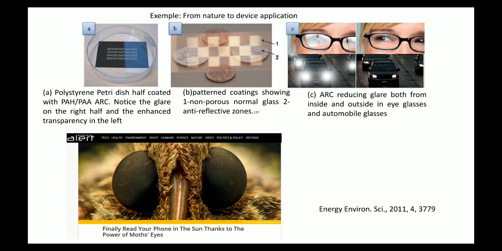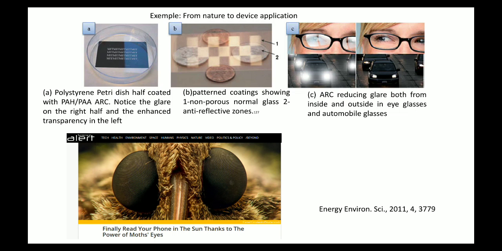These images are taken from the journal Energy and Environmental Science. This is the name of the journal. It was published in 2011. The volume number is 4 and the page number is 3779. So if anybody of you is interested to know more about anti-reflective coatings, then you can visit this journal and try to get this paper.